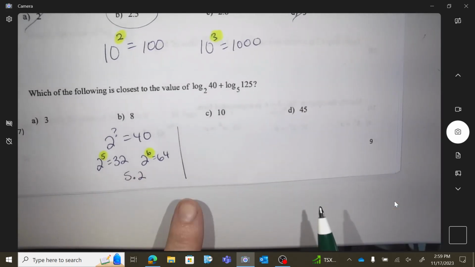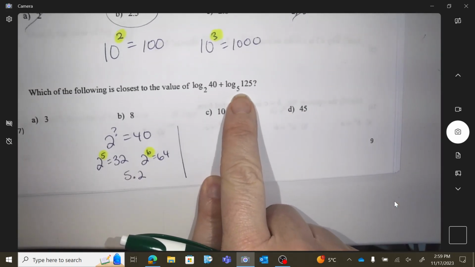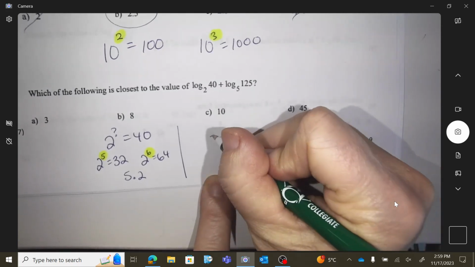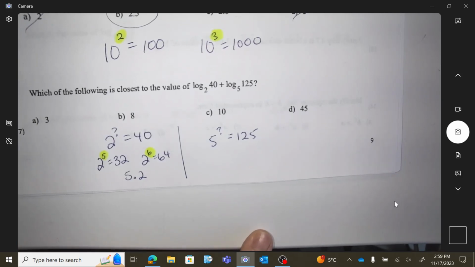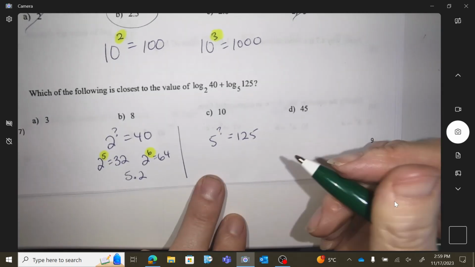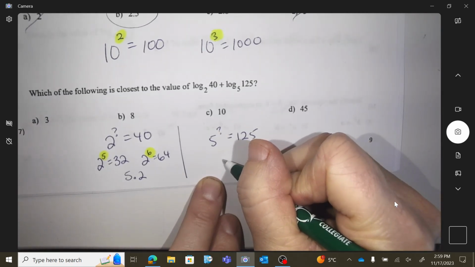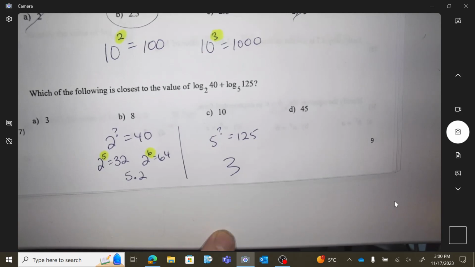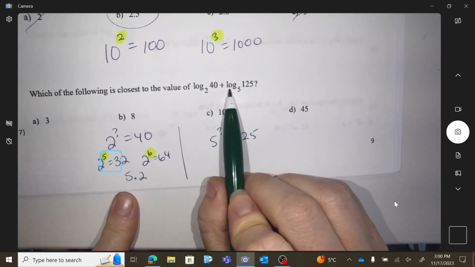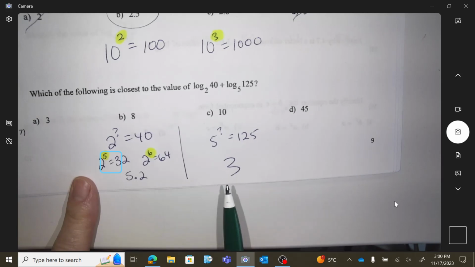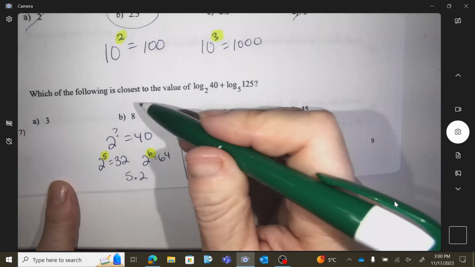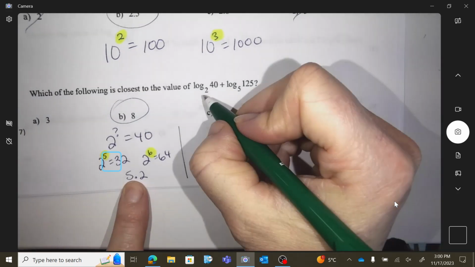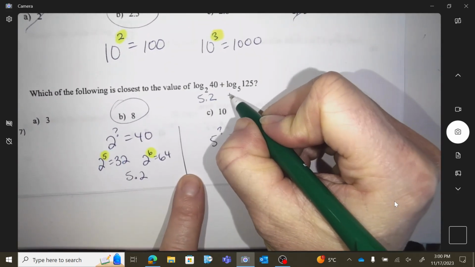Okay, now this one, base 5, something would get me result 125. That is a for sure one. What is that exponent? 3. So I'm supposed to add these values together. So if I added this plus this, which number is the closest to my adding? 8. Because we guessed, we knew exactly.